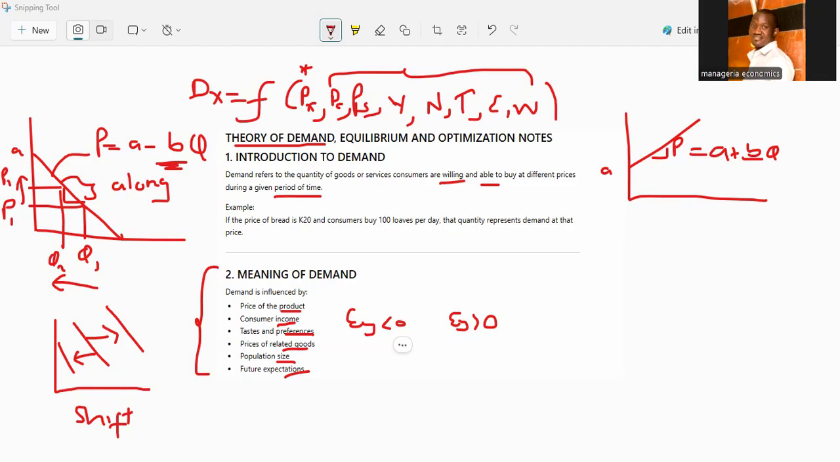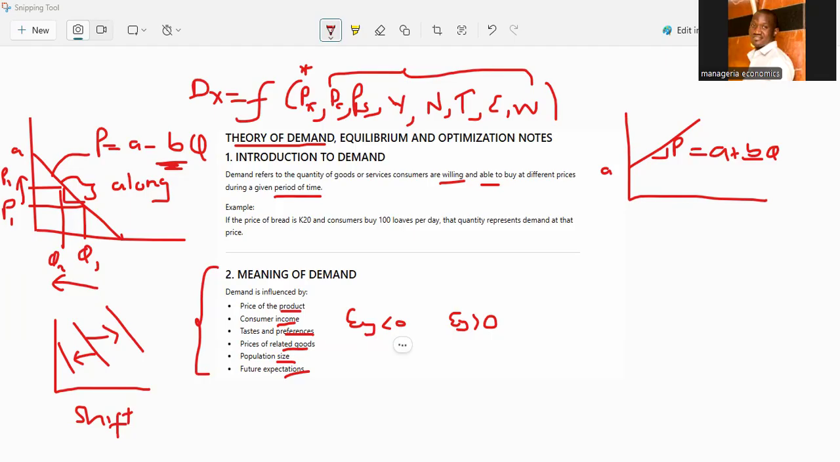Now there are factors that affect supply. They are similar here. So we have the price of that good. If the price of maize goes up, people will grow more maize so that they supply more. The cost of production. If the cost goes up, what will happen? There will be a decrease in production. The technology also: if there's improved technology and efficiency, production will go up. Government policy. Government also affects supply through taxes. If there are more taxes, there will be less supply.